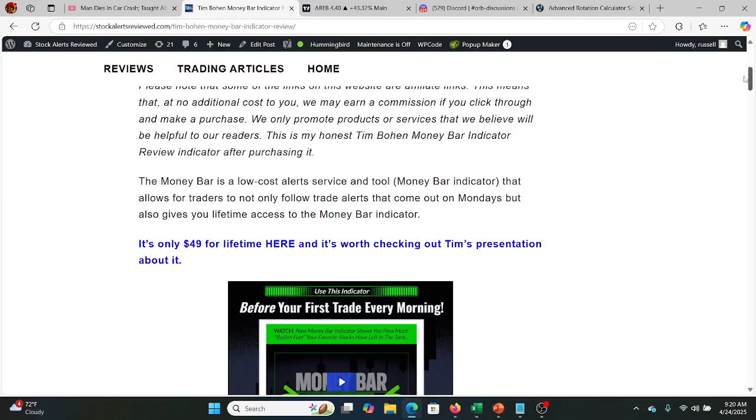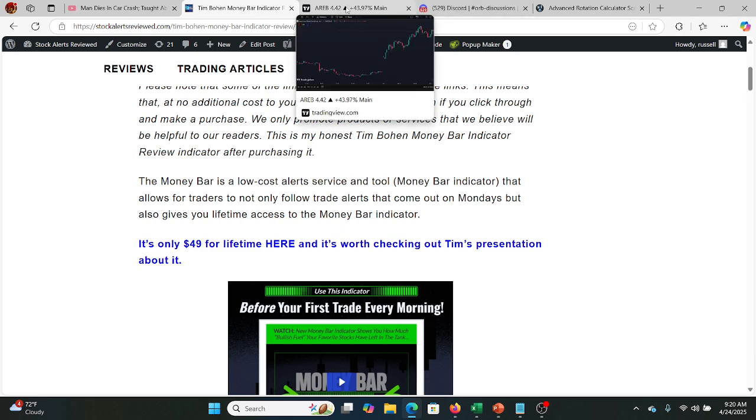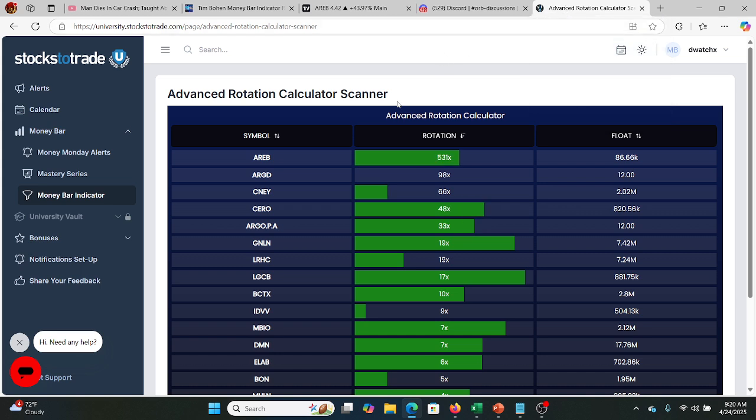So what is it? It's a simple low-cost service. So basically, it allows you to find low float small cap stocks that are starting to move or have the potential to really move. And a really good example is the top one at the moment, which is AREB. So here is AREB. This is the tool. This is the indicator or scanner, really, is what it is.